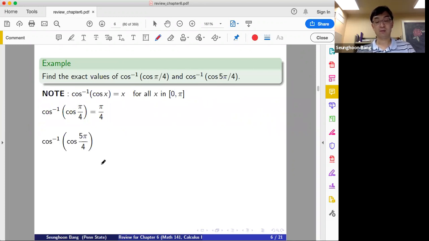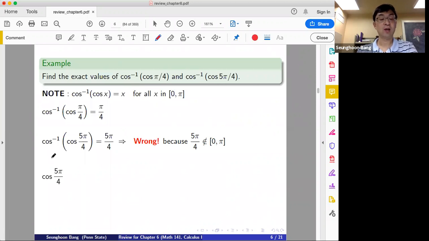What's that? Is it right? This statement, true or false? Could you write your answer? No? False? Yeah, this is wrong because 5 pi over 4 is not in the domain. It's right, it's not in the domain. So it's wrong. How can you calculate this kind of thing?